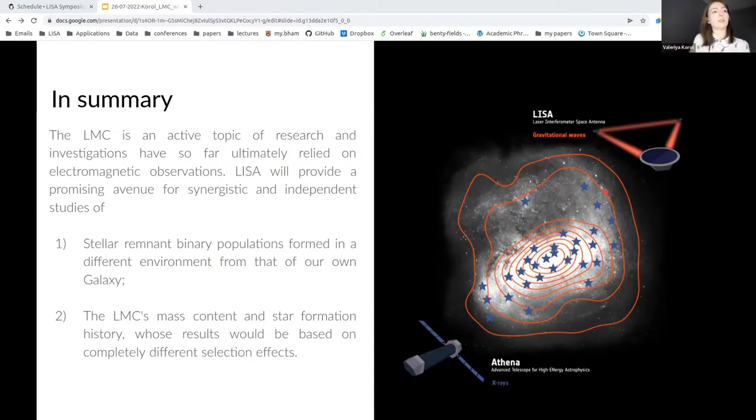Now, the LMC is formed in a different environment to our galaxy, and we will be able to do this with multiple instruments, as I'm showing you here, in a multi-messenger fashion. And from the LISA detections, we will also be able to learn about the LMC's mass content and star formation. These constraints will be based on completely different selection effects, and thus they will be important to include for joint constraints with electromagnetic observations. And I'll stop here.